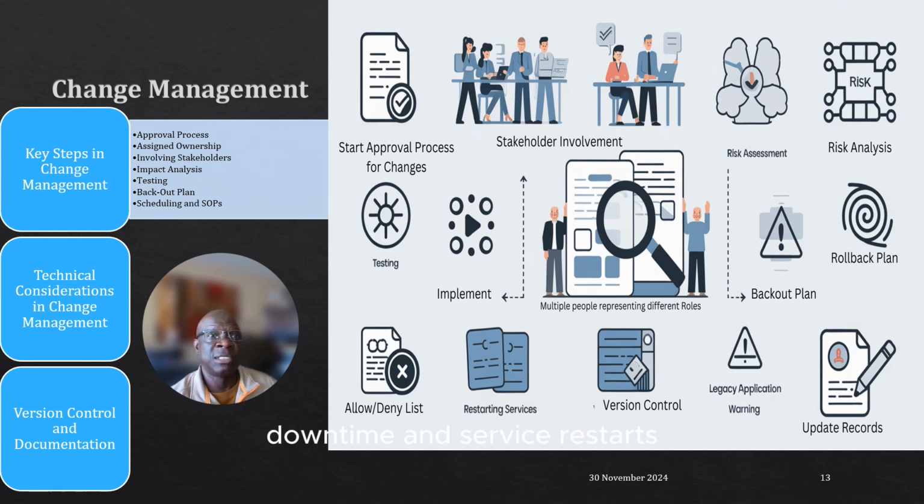Downtime and service restarts. Some changes might cause downtime or need services to be restarted. Planning and communication are key to minimizing disruptions. It is important to take a closer look at the legacy applications. Older applications might not handle changes very well, so we need to take extra care to ensure they stay secure. Managing dependencies. Many changes impact other systems, so understanding dependencies prevents unexpected issues.